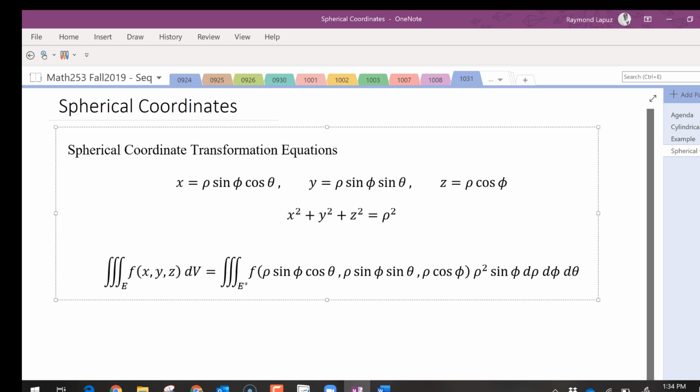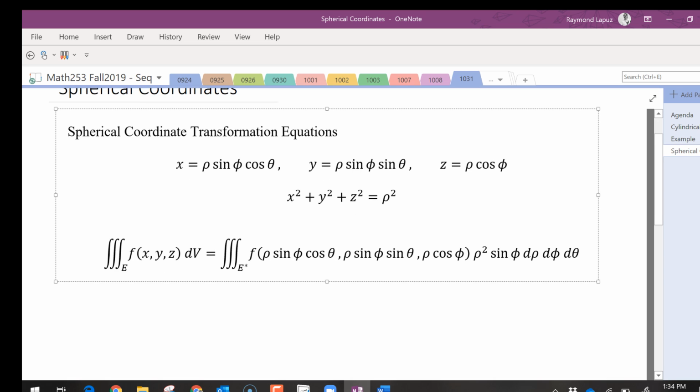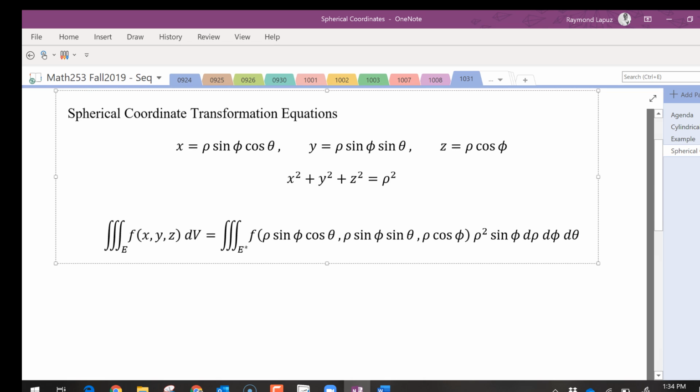So in the spherical coordinate system, you have x equal to rho sine phi cosine theta, y equal to rho sine phi sine theta, and z equal to rho cosine phi. So let's see what those variables mean and how they fit into coming out of Cartesian coordinates.